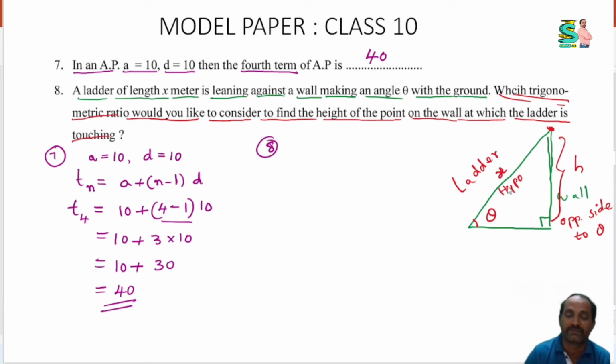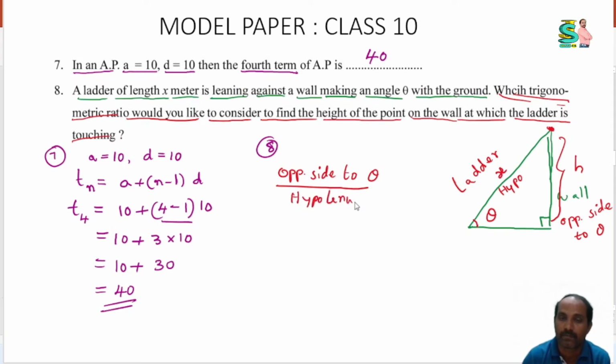The opposite side and the hypotenuse. So we use the opposite side to theta by hypotenuse. What is this? Opposite side by hypotenuse is equal to sine theta. So our answer is sine theta. Okay. Now the next question.